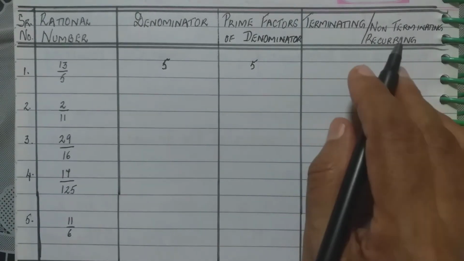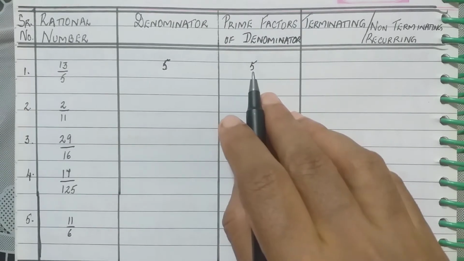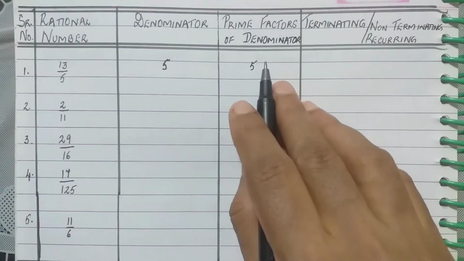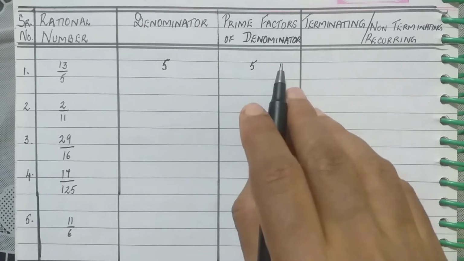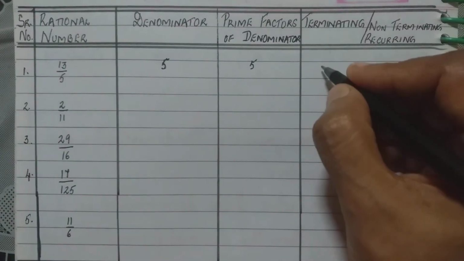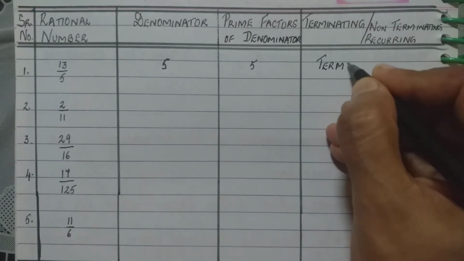So will it be terminating or non-terminating recurring type? What is the prime factor of the denominator? Only 5. So we said if it is only 5, only 2, or only 2 and 5, then it will be of the terminating type. So it will therefore be terminating type.